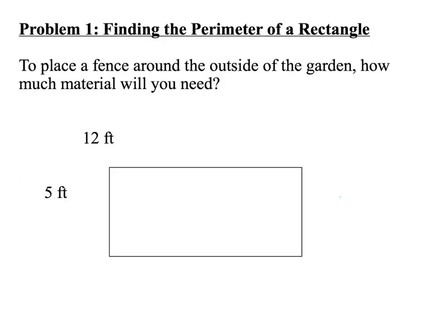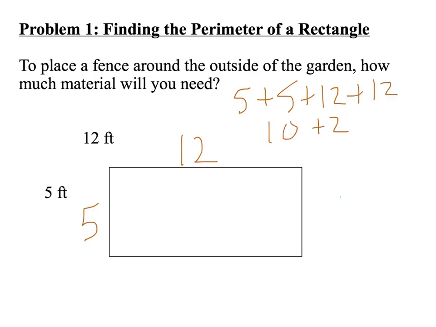Our first problem: to place a fence around the outside of a garden, how much material would you need? We have here that this is 5 and this is 12 feet. When you're finding the fencing, that's just adding all the side lengths up. So I'd have 5 plus 5 plus 12 plus 12. 5 plus 5 is 10, plus 24. So you would need a total of 34 feet. You have to make sure that you label your work.